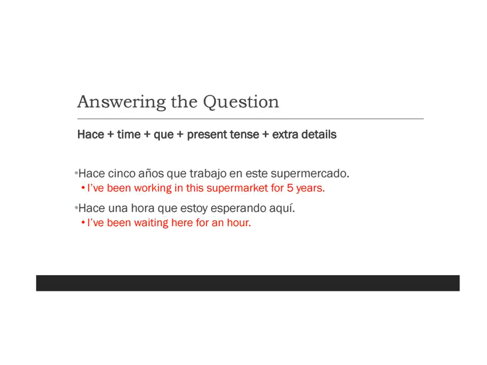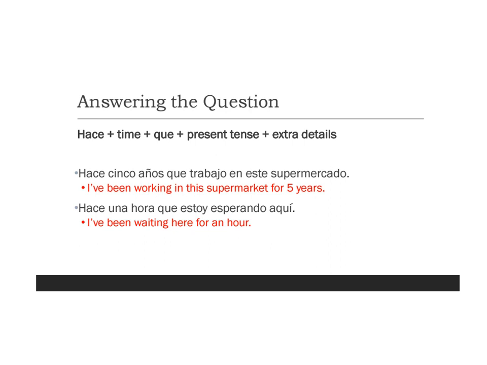Now you're going to see that there's two different ways that you can answer the question when you want to tell someone how long an action has been going on. And you're going to use this formula that you can see on the screen. You're going to use hace plus the amount of time plus que. Que is just a connecting word, plus your verb in the present tense, plus any extra details that you want to mention. Those just go at the end of your sentence.